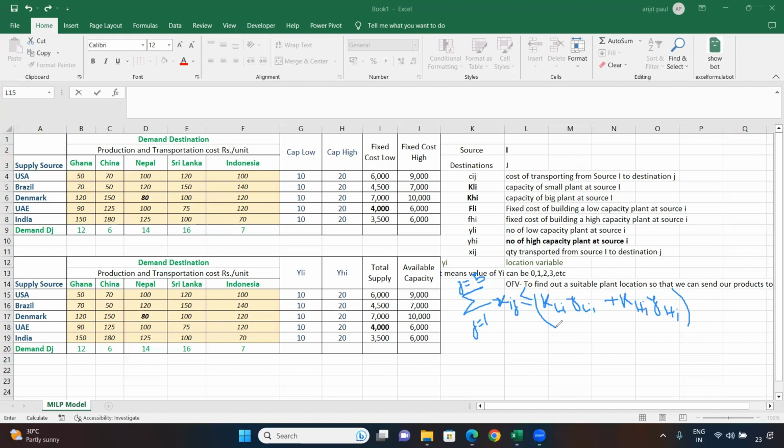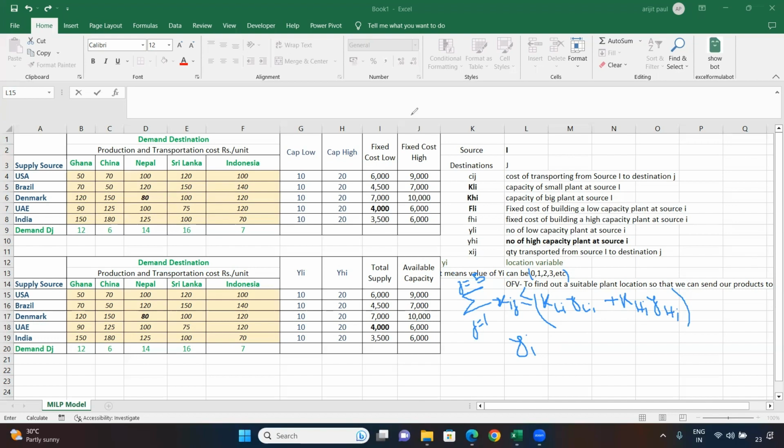And as we discussed earlier also, in this problem, yi can be anything, that is 0, 1, 2, 3, etc. that we have already mentioned here. Okay, so we need to consider the yi as an integer variable and it is not a binary. So yi means yli and yhi, both will be integer variables.